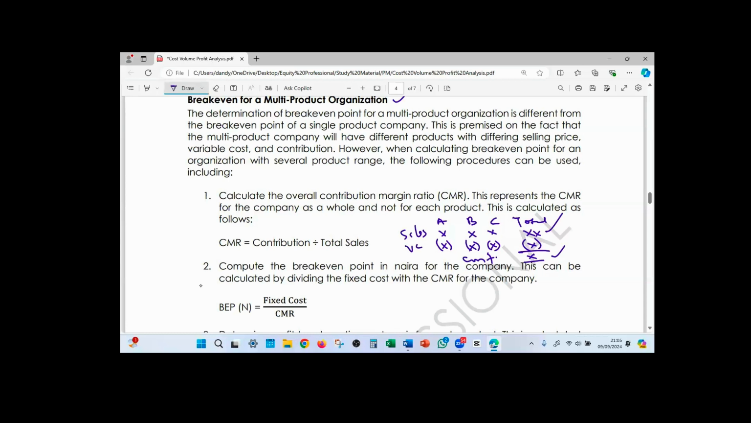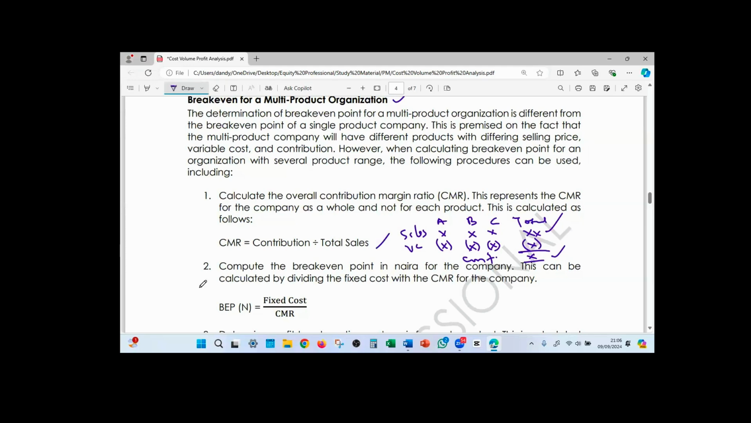Step 2 is to calculate the break-even point in Naira for the entire organization. This break-even point in Naira also is not related to any of the products. It's for the entire organization. How do I do this? Simply divide the company's fixed cost by the contribution margin ratio you have computed in step 1. Okay, so that will give you the break-even point in Naira for the entire organization.